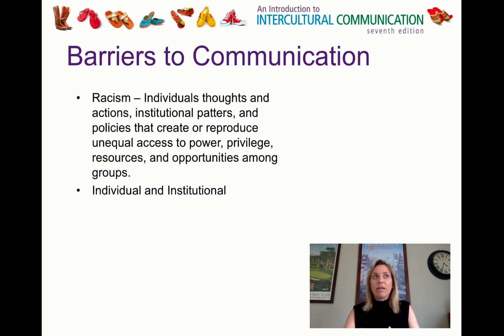For example, before 1964 in the United States, we had separation of races when it came to schools, businesses, for example, and this was institutionalized, it was legal. And then after the Civil Rights Act in 1964, we see these changes.